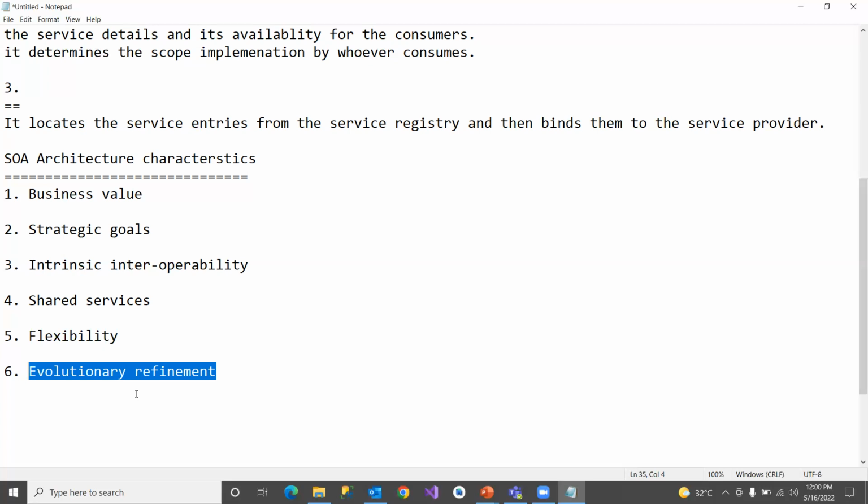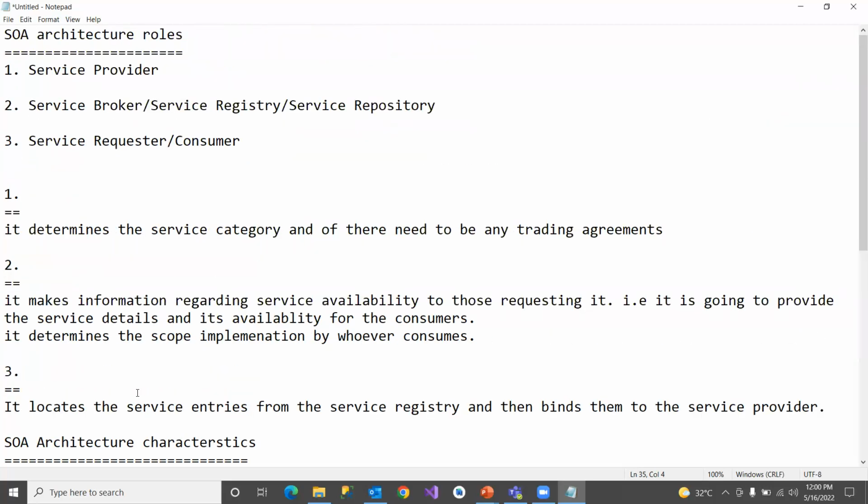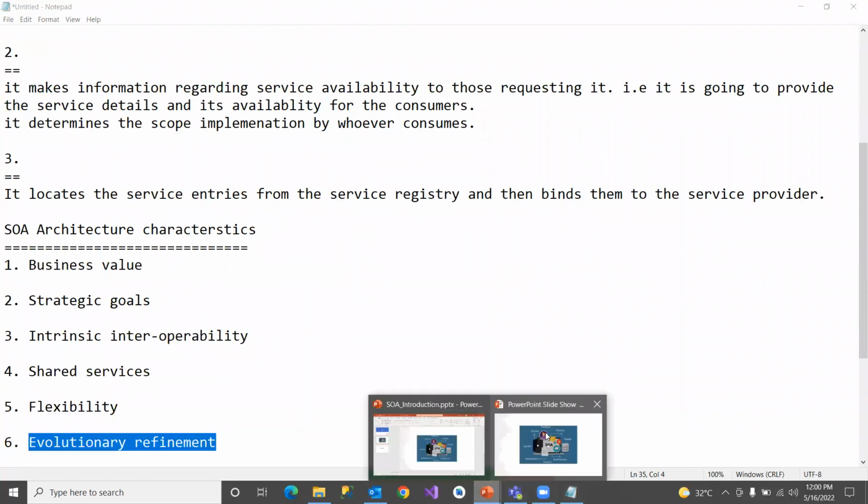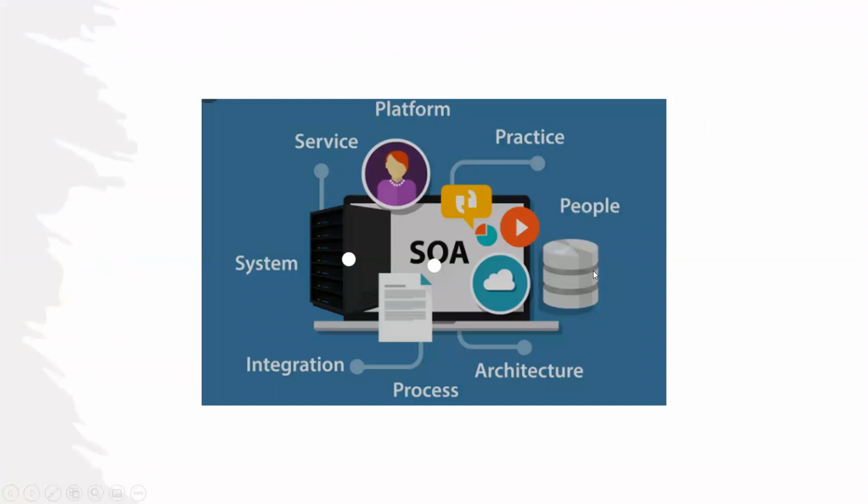These are the characteristics which come under this architecture: business value, strategic goals, intrinsic interoperability, shared services, flexibility, and evolutionary refinement. Based on these characteristics, we are going to build a service, and that service is going to be used by a consumer, based on these three roles. Okay, so this is all about service-oriented architecture, and I think you may know that.